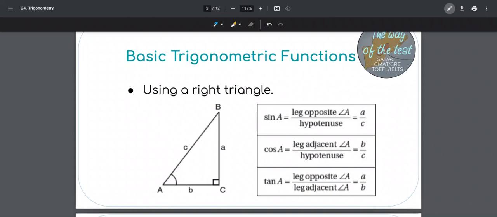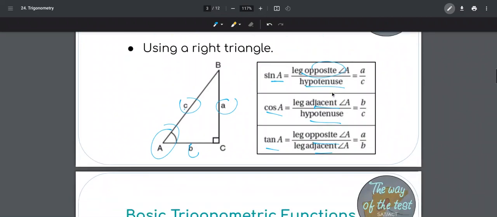So sine of an angle is the opposite over hypotenuse. Cosine is the adjacent over hypotenuse. Tangent is the opposite over adjacent. So in the case of angle A, the opposite is lowercase a over c. The cosine will be b over c, and the tangent will be a over b. Pause the video, copy everything you see, and we're going to move on.